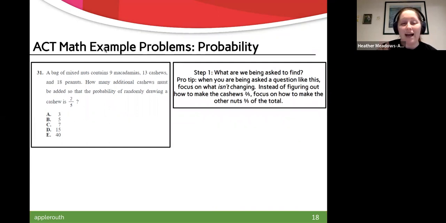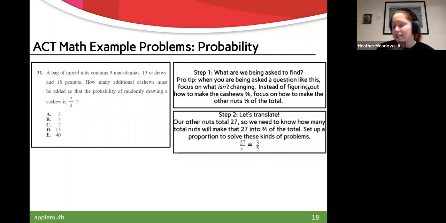A bag of mixed nuts contains 9 macadamias, 13 cashews, and 18 peanuts. How many additional cashews must be added so that the probability of randomly drawing a cashew is 2/5? What are we being asked to find? When we're being asked a question like this, we want to focus on what's not changing. Instead of thinking about how to make the cashews 2/5, you can think about how to make all the other nuts 3/5 of the total.